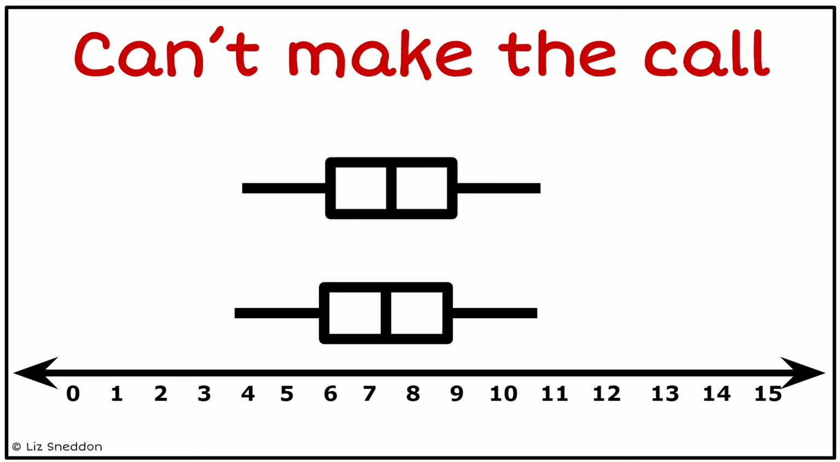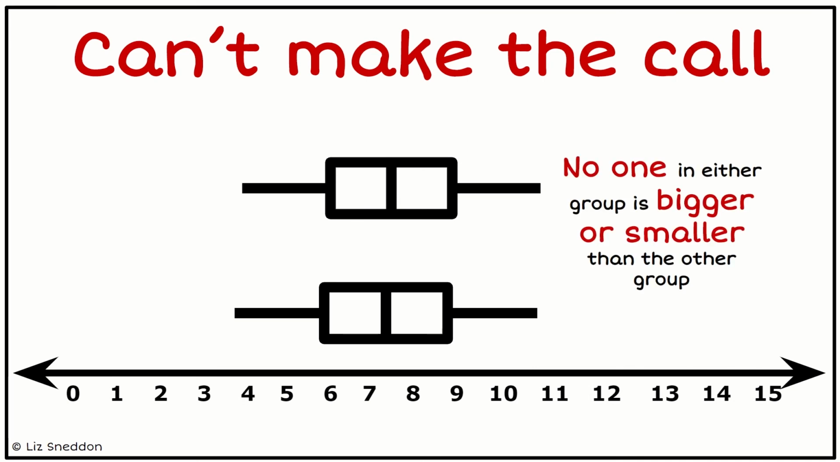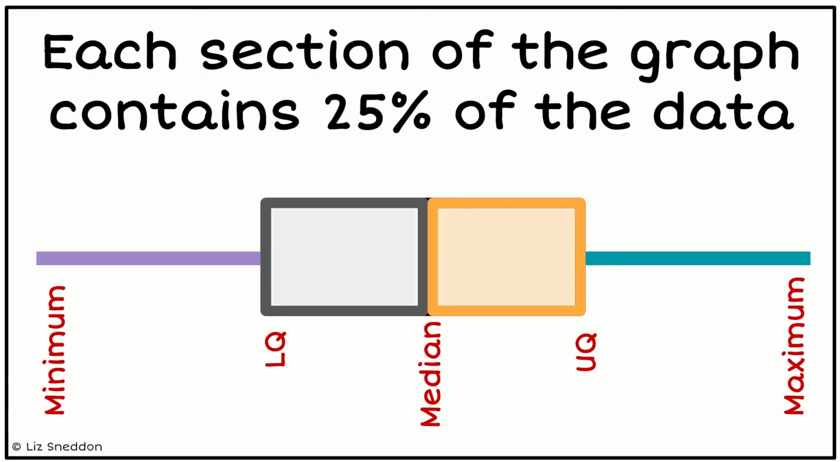If the groups now are exactly the same, that tells me that no one in either group is bigger or smaller. So I definitely can't claim that one group tends to be bigger than another, because they all look very similar values. So these are the kinds of things we're trying to distinguish between. Let's go into a little more detail.